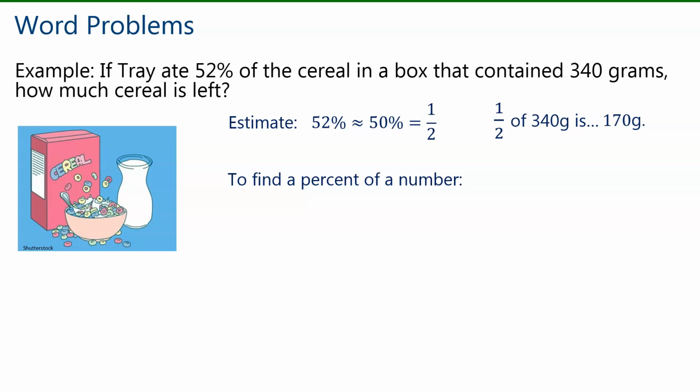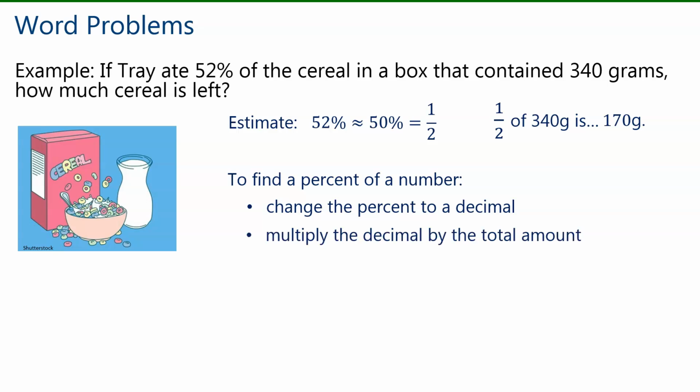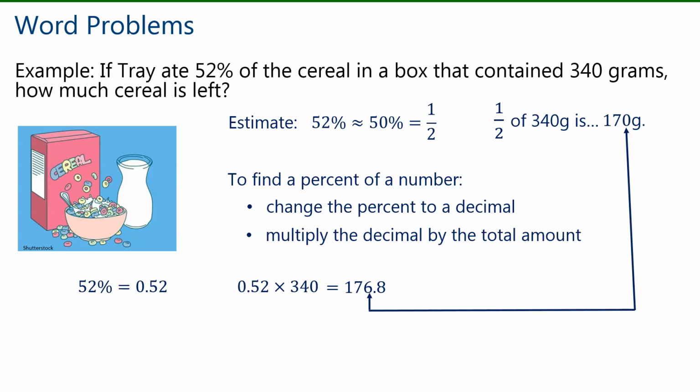Well, to find a percent of a number, which is what we have here, we have to find 52% of 340. You always change the percent to a decimal first. Then you multiply that decimal by how much you have. So let's change 52% to 0.52. Now multiplying that by 340 gives me 176.8. Now comparing that to the estimate we did earlier, you'll see that our answer is very reasonable.